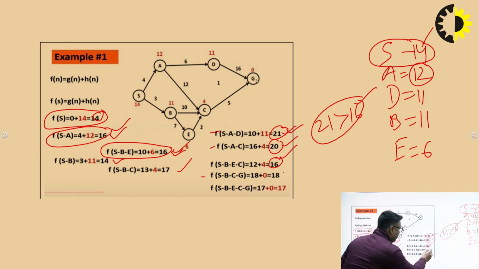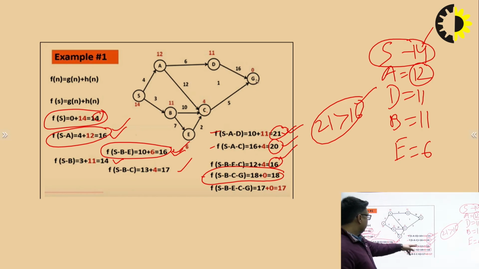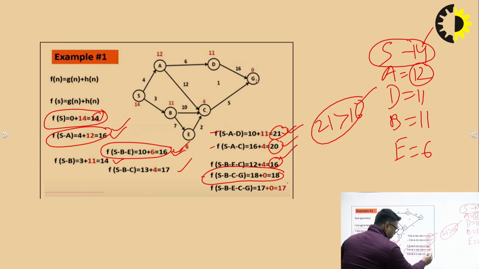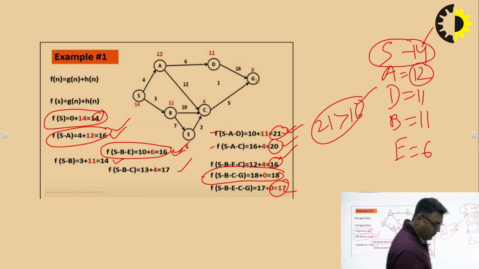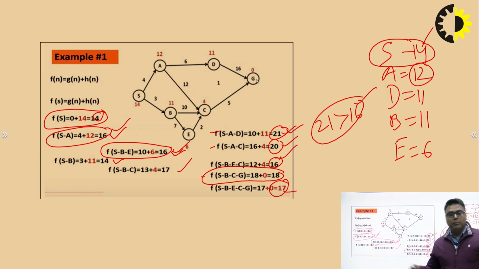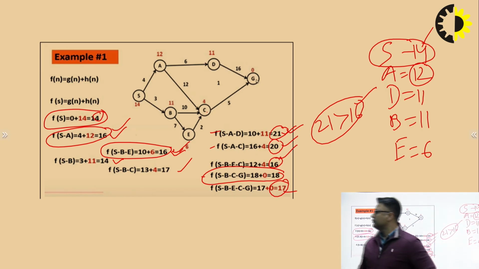From E to C, S to B to E to C, then through G is 18, and S, B, E, C, G value is 17. The final value we have to find. In that process, we find the A star value.